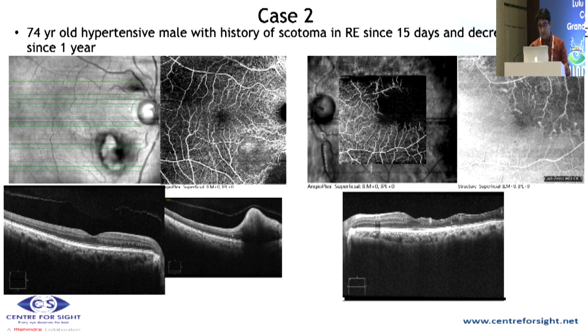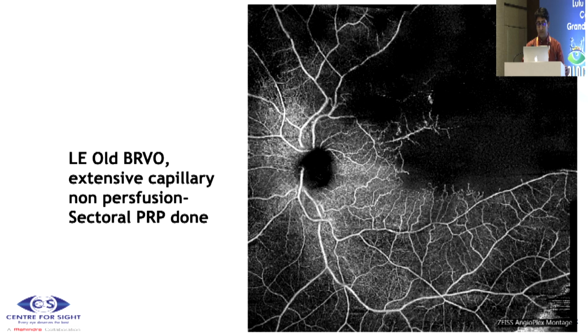So this is an interesting case which came up. A 74-year-old hypertensive male came with a history of scotoma in the right eye. On examination, he was found to have a small branch vein occlusion. He said the left eye also has had diminished vision for the past 1 year. What we saw was an old BRVO with a huge area of macular ischemia, and vision was around 6/12. Since there was no macular edema in the right eye, no anti-VEGF injection was given. But when the left eye was subjected to a montage, you see a huge area of non-perfused area, and this patient was subjected to a sectoral PRP laser.